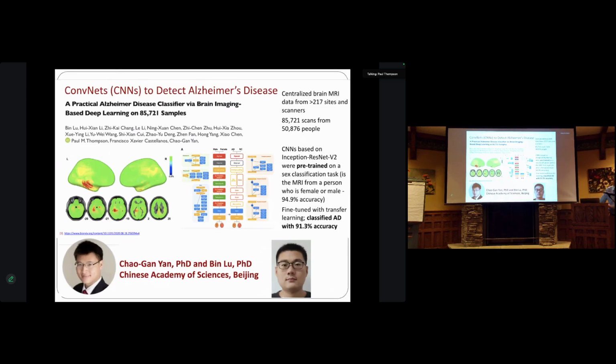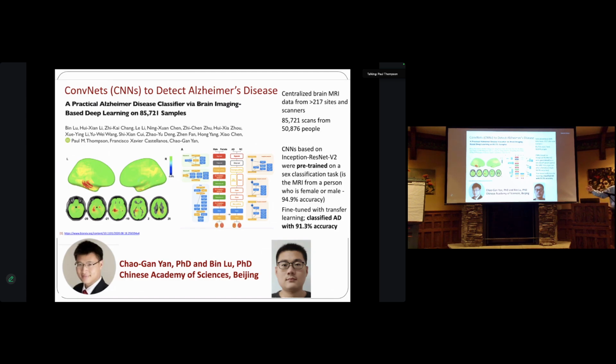Now, flash forward to today, you can train a convolutional neural net to detect Alzheimer's disease. Xiaogang Yan and Bin Lu at the Chinese Academy of Sciences essentially fine-tuned Inception ResNet, which is a state-of-the-art CNN, on 85,000 scans from 50,000 people. About a third of them had Alzheimer's disease, about two-thirds were controls. They were able to classify Alzheimer's disease with 91% accuracy, which is about as good as it gets because the diagnosis has a little bit of inter-reader variation. So if you see 100% accuracy, it's a little bit suspicious.